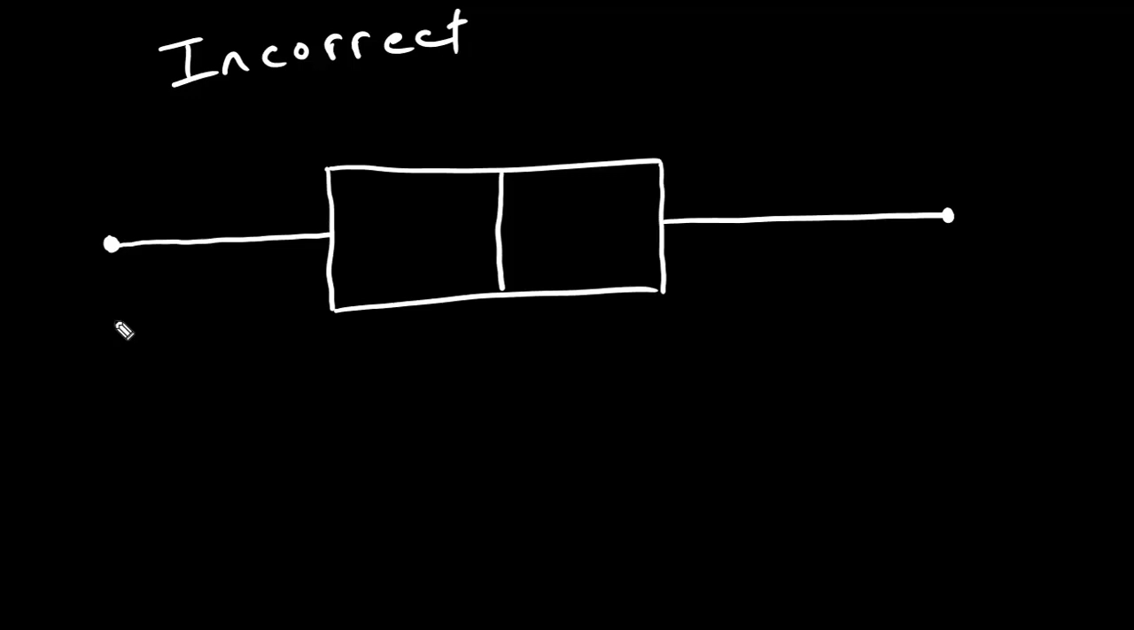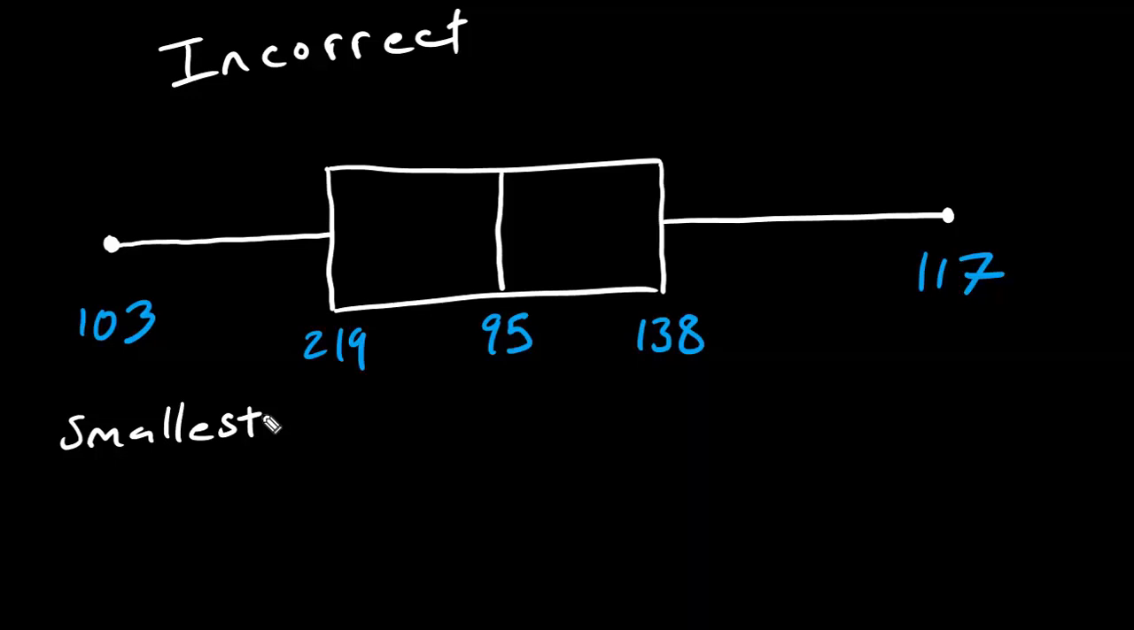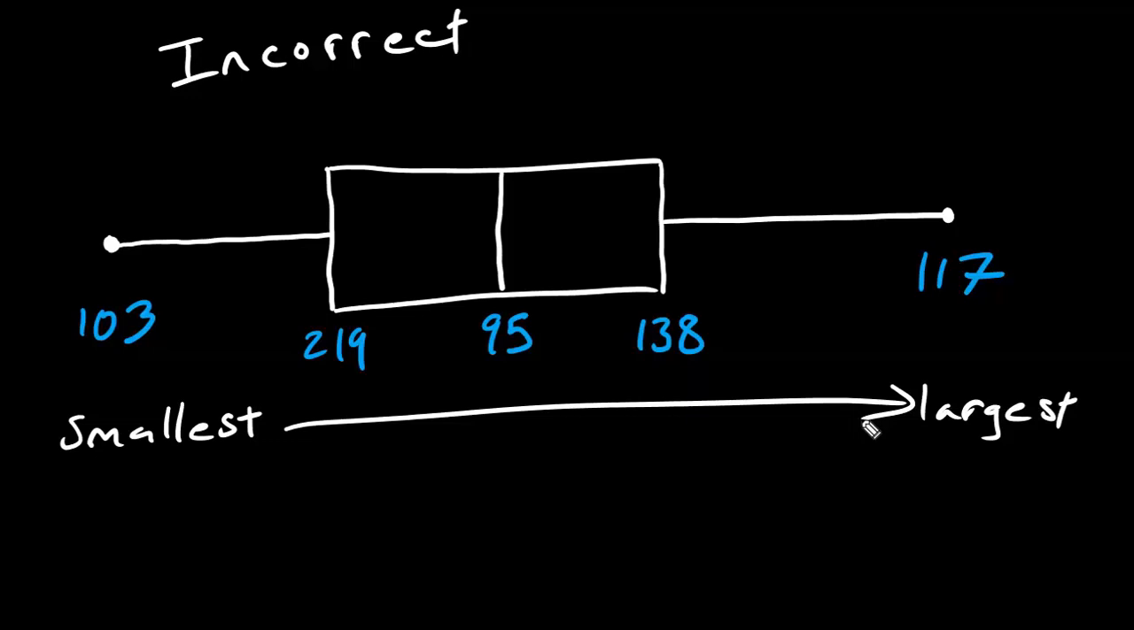Another thing, let's say maybe your box plot looks something like this. So again, with these box plots, the numbers are going to run left to right, smallest to largest, and so they should be in order.